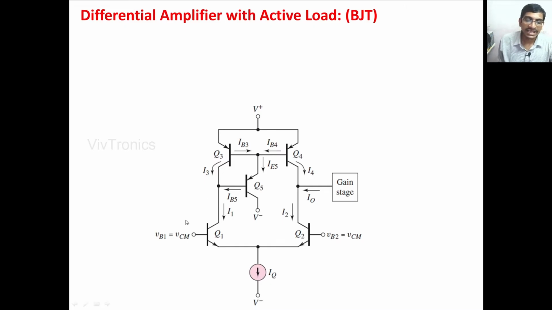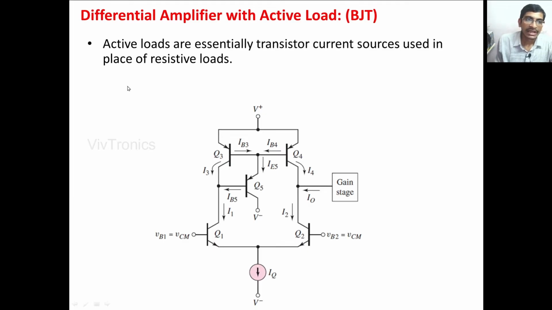This circuit is a BJT differential amplifier in which we are using BJT active loads. The active loads are essentially transistor current sources used in the place of resistive loads. This circuit is called a current mirror circuit. Here Q3, Q4 and Q5 form the current mirror. In a current mirror circuit, the output current is a mirror image of the input current. Therefore, in this circuit we can say I3 is equal to I4.